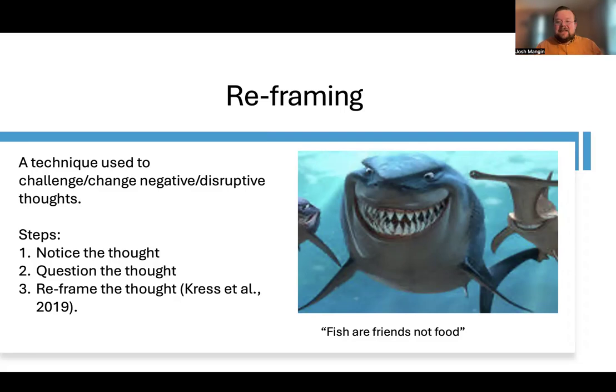So this technique of reframing, how it starts essentially is you first notice the thought, you question the thought. Okay. So for Bruce, he first notices, damn, I want to eat fish. I don't want to eat fish anymore, but I feel the urge to eat fish. So then he's going to question that. Well, fish are not really food anymore. They're friends, and I don't want to eat my friends. So then he reframes the thought: fish are friends, not food. So we have the thought, we question the thought, and then we challenge and reframe the thought.